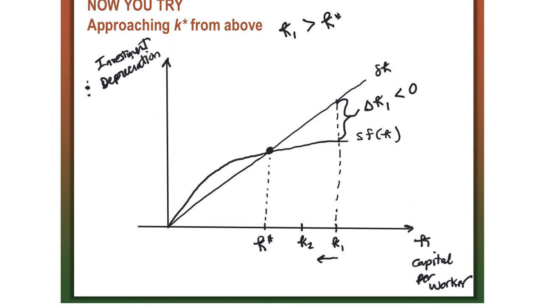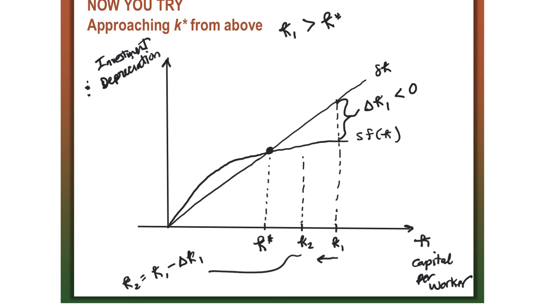K2, right? And this K2 is going to be equal to K1 minus delta K1. Okay, so we're going to start at K1 and we are going to subtract the amount here, this delta K1. That's going to put us at K2. So think of K1 as time period 1. After time period 1, we're going to end up at K2.